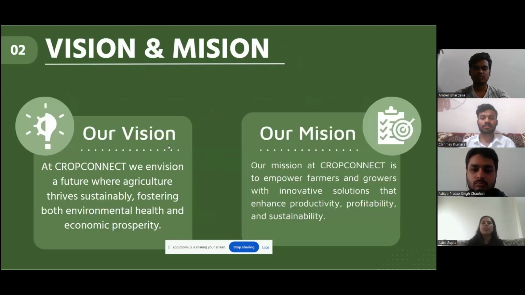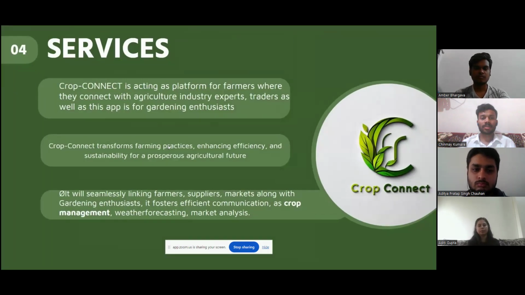Next, we will understand the services of our project. The service provided by our project, Crop Connect, is a platform for farmers as well as gardening enthusiasts and industry experts, so they can communicate with each other through this project. It transforms the farming practices, efficiency, availability, and enhancement of agriculture products. It seamlessly links the farmers, suppliers, and the market together into a single platform. It provides facilities like crop management, weather forecasting, as well as market analysis.